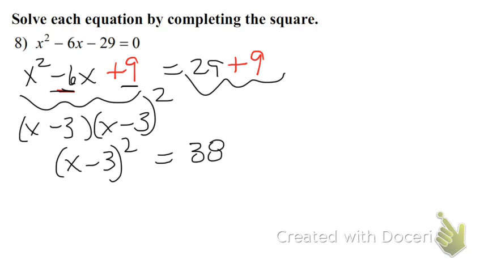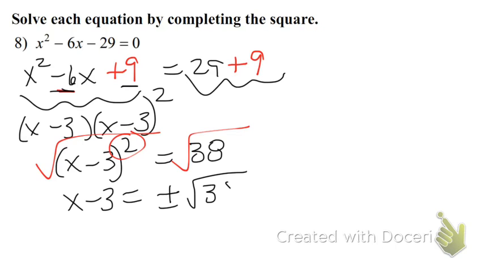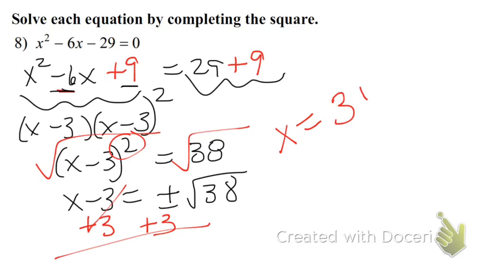Take the square root of both sides to get rid of that square. There we go. So square and square root cancel each other out, and x minus 3 equals plus or minus the square root of 38. And let's see, 38 can be divided by 2, but I get 2 and 19. I won't be able to break that down. Move the 3 over, add 3 to both sides, and you get final answer. X equals positive 3 plus or minus the square root of 38.